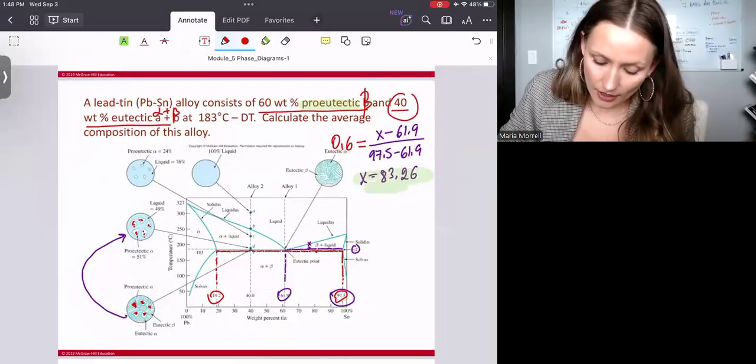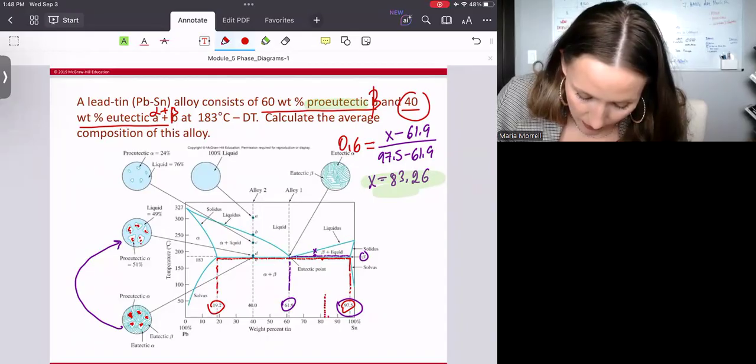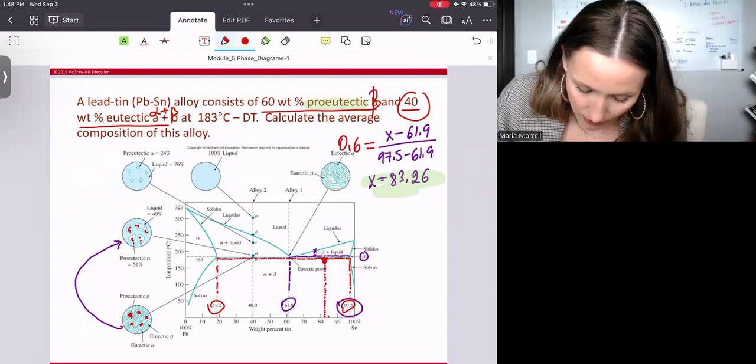Now I'm going to the diagram, and if this is 85, we're roughly somewhere in here, right? And this is where you actually are, right?